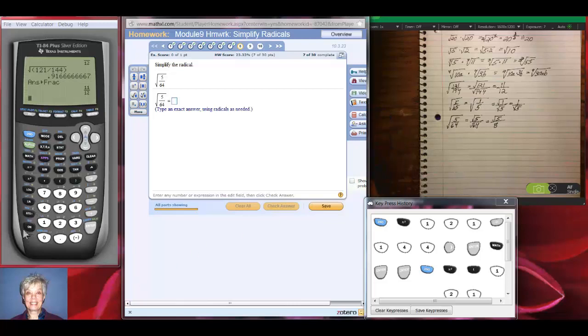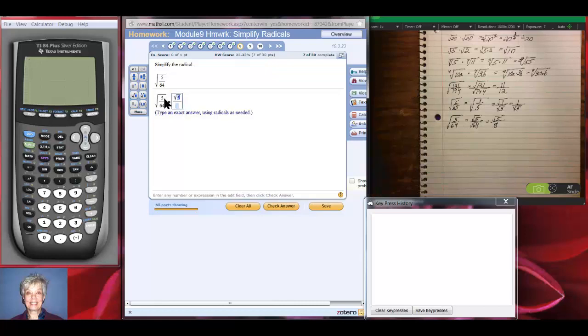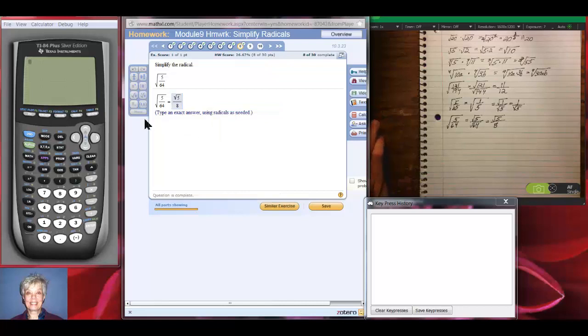Let's clear it. Where's the clear? There's the clear. And I'm going to clear the key presses. In here, I'm going to click on the answer box. And I'm going to make a fraction, but up here in the fraction box, in the numerator box, I'm going to put square root and then 5. And on the bottom, I'm going to put 8. And so I'll check my answer, and I'm right. So sometimes you have to actually use two tools, one tool inside another tool.